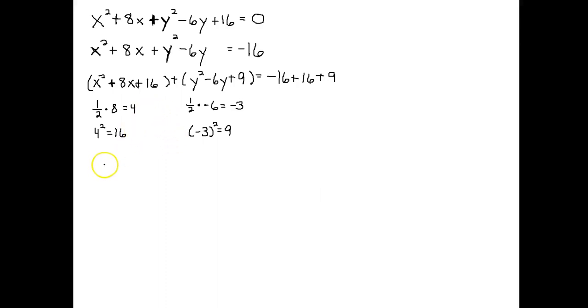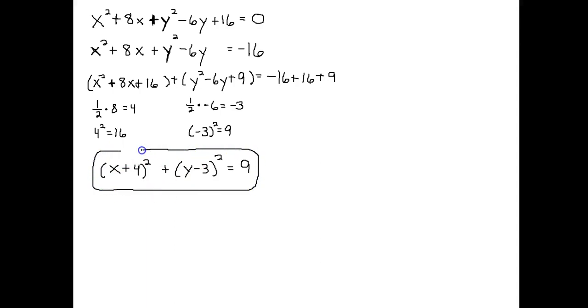I can factor x squared plus 8x plus 16 into x plus 4 quantity squared. 4 squared is 16 and 4 doubled is 8. Plus, I could factor y squared minus 6y plus 9 into y minus 3 quantity squared. On the right side, it equals 9. There's the equation of my circle.